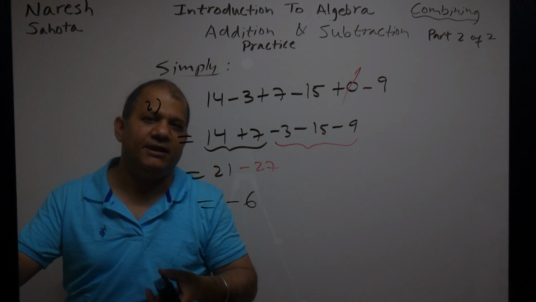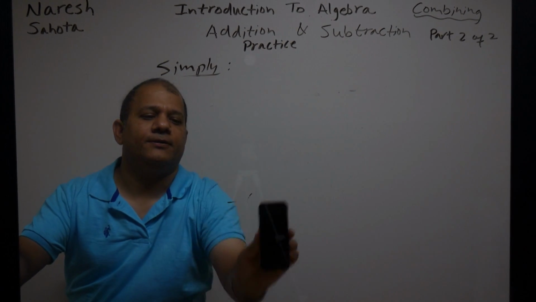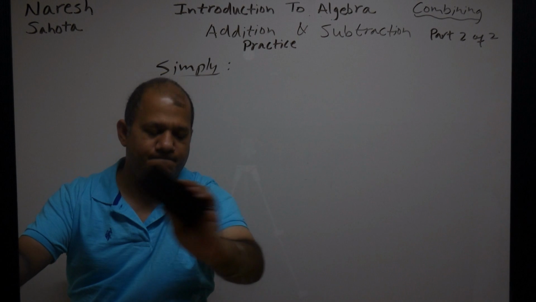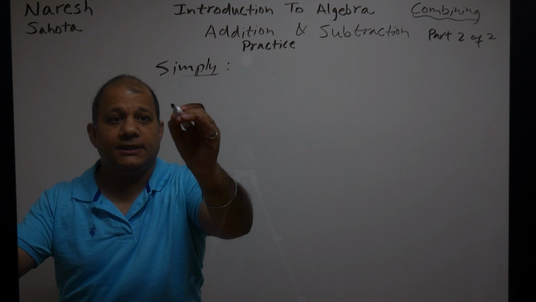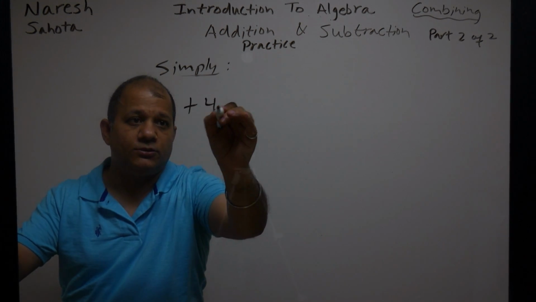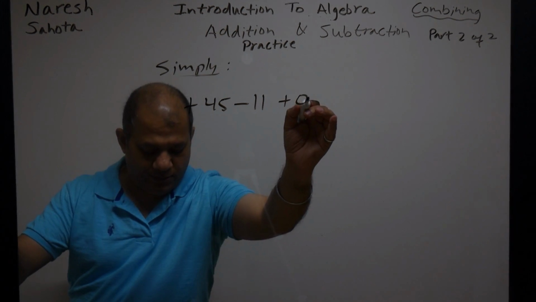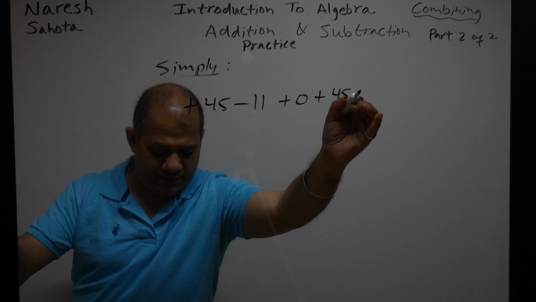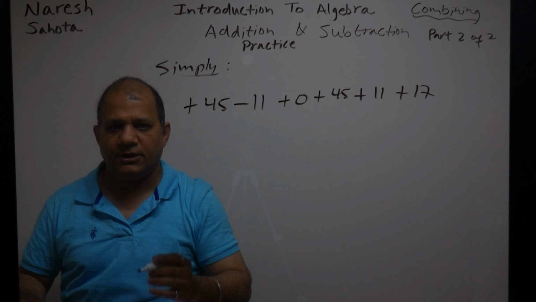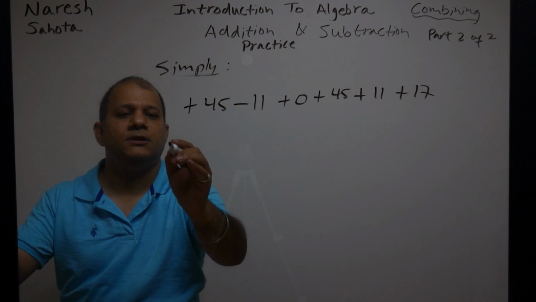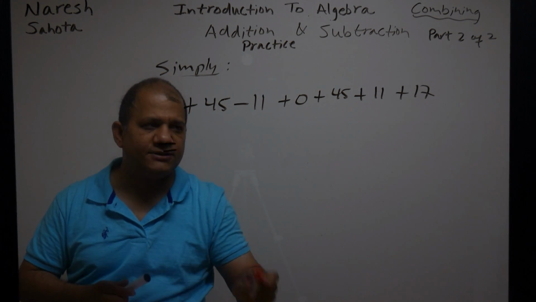Alright, so now I think maybe let's do one more example and then we'll wrap up the tutorial. Okay, so actually this is a good example. So positive 45, negative 11, plus 0, plus 45, plus 11, plus 17. So this is the question we're given. Simplify, combine the terms.